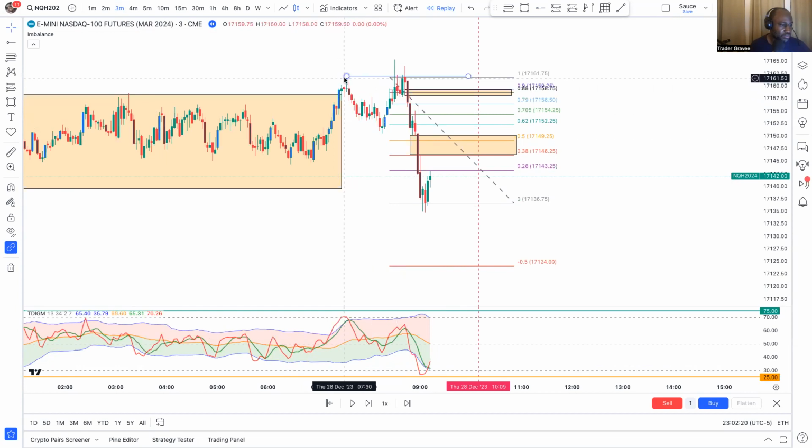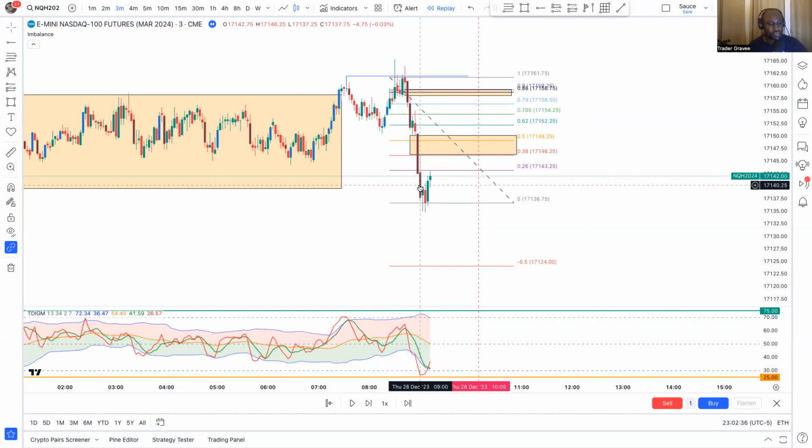Right, we take out those highs, the highs of the day so far, and then we rally down, clearing out the lows of the day so far. Right, because what the market did, it took out all liquidity.